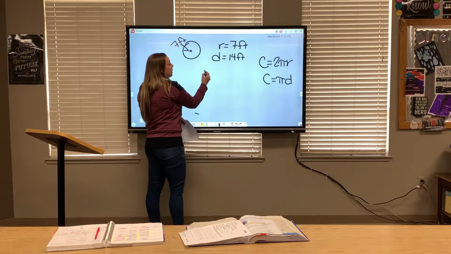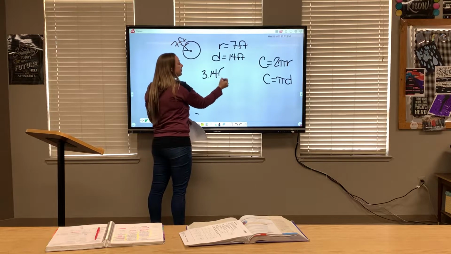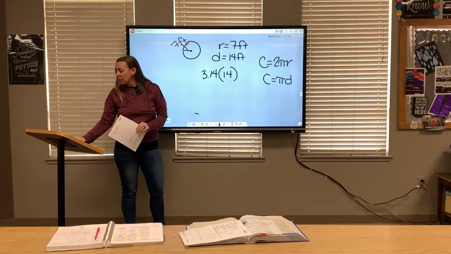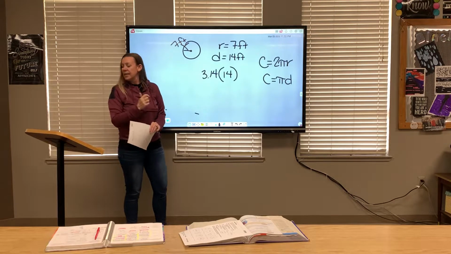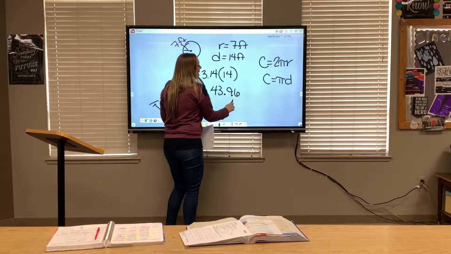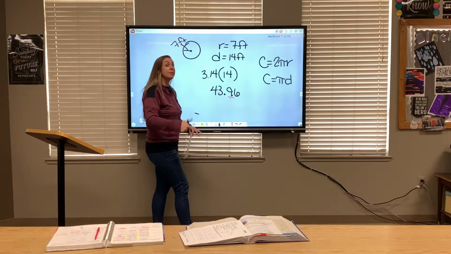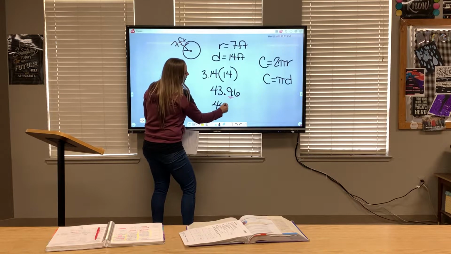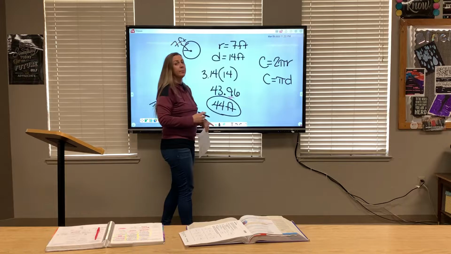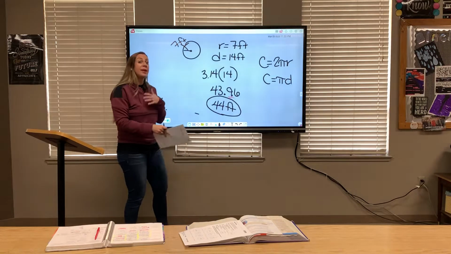So now I'm going to say 3.14, which is my pi, multiplied by 14. So 3.14 times 14 is going to give me 43.96. Again, I look at that, I want to round up, so I get 44. One more together, and then I'm gonna set you free.